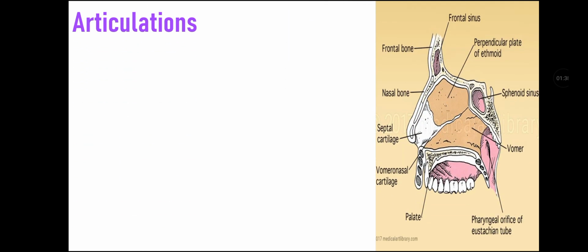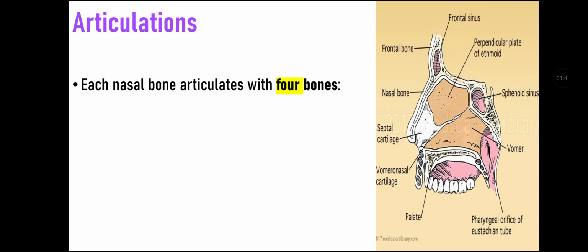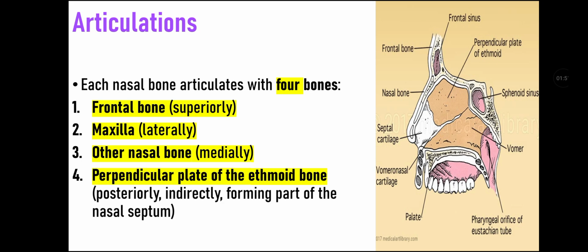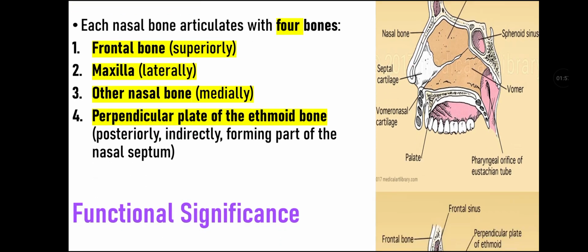Now let's talk about articulation of nasal bone. Each nasal bone articulates with four bones. They include superiorly it articulates with the frontal bone, laterally it articulates with the maxilla, medially it articulates with the opposite nasal bone, and posteriorly it articulates with the perpendicular plate of the ethmoid bone, indirectly forming part of the nasal septum.